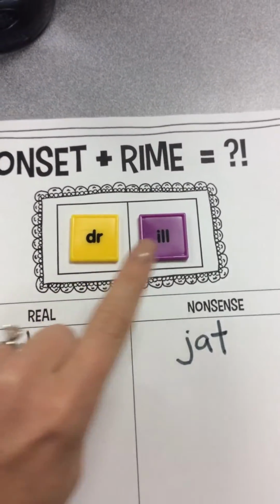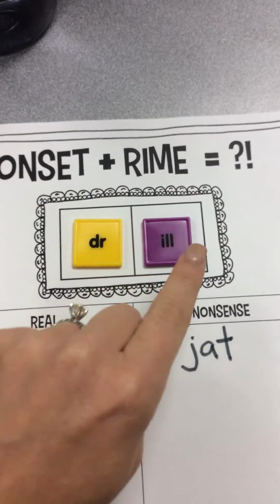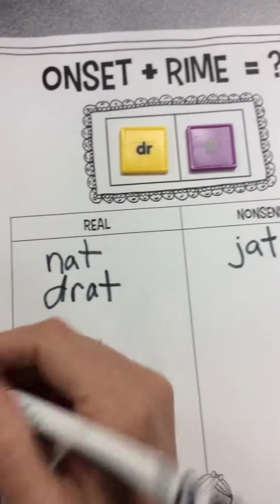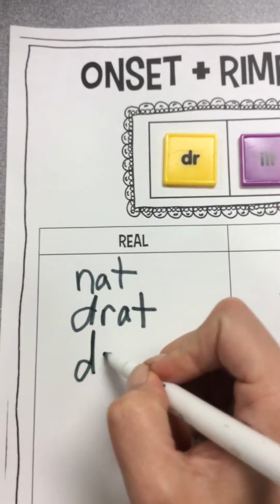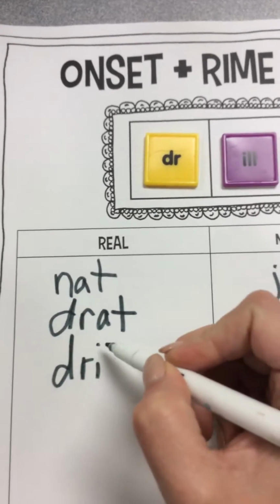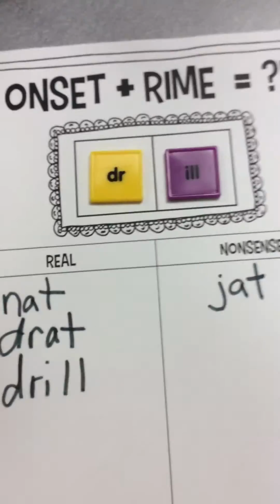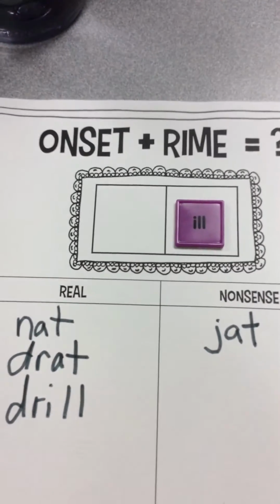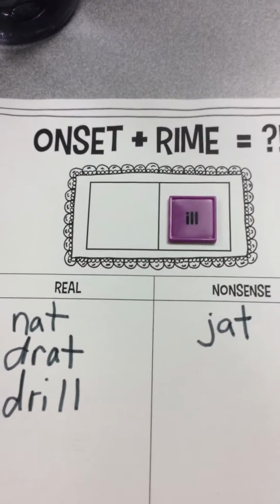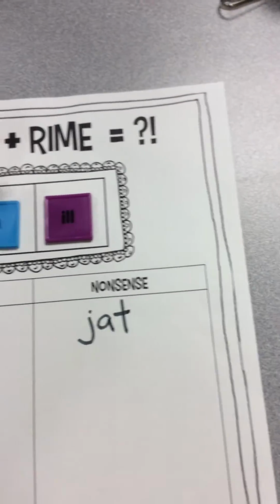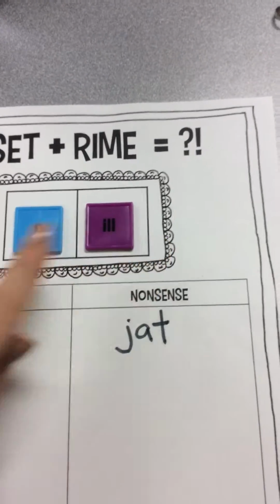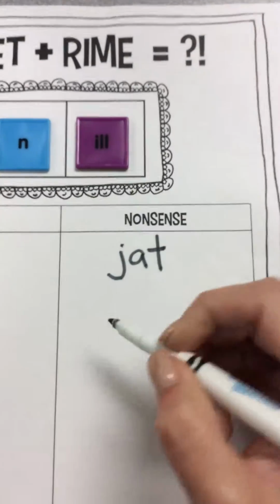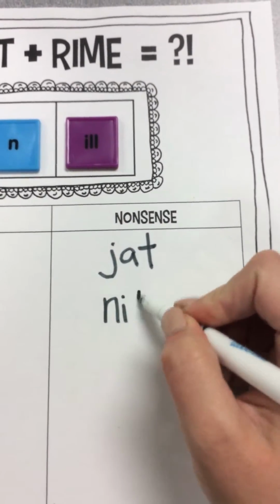D, r, il, dr, il, drill. Oh, I've heard of that word before too. I'm copying the word down just as I see it. I can change out the beginning sound again, and now I can reuse some of those tiles I've already used. N, il, nil. I haven't heard of that word before, so I'm going to write it on the nonsense side.